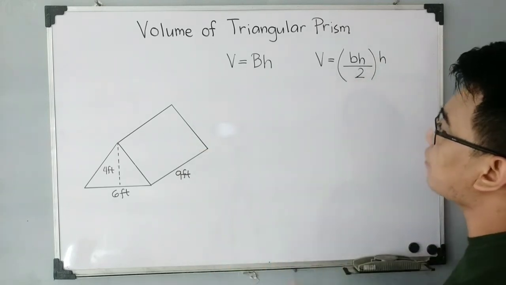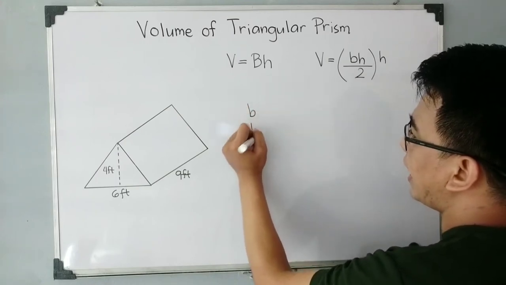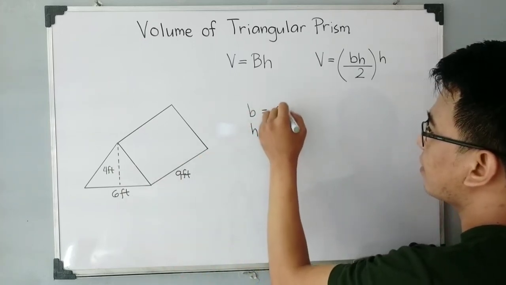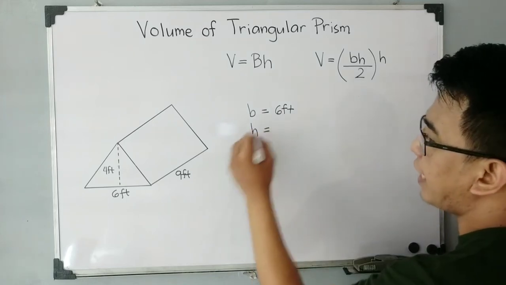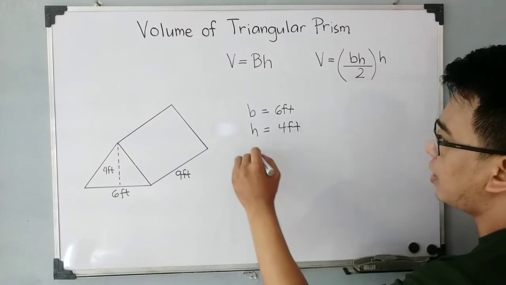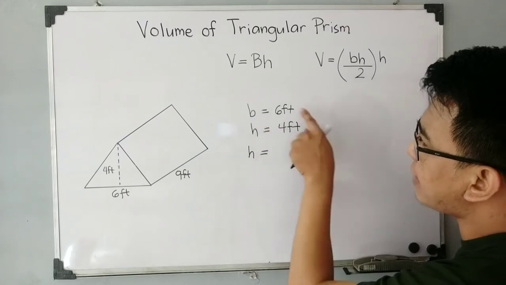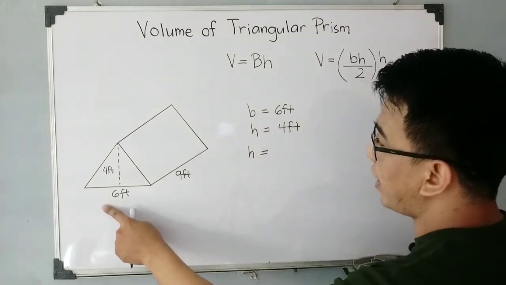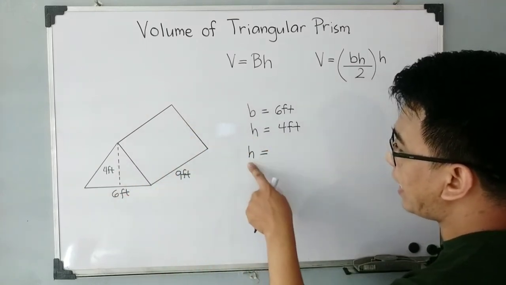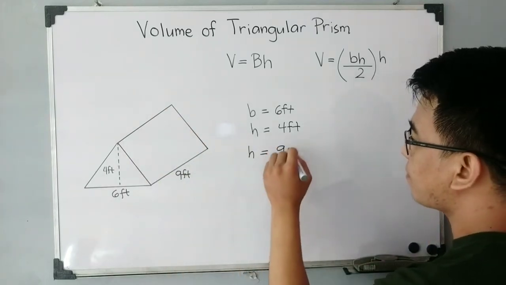Now, to calculate for the volume of this example, we need to find the value of your base and height. Your base here is 6 feet as the base of your triangle, and the height of the triangle is 4 feet. And this other h is the height of the actual prism. Again, your B, 6 feet, is the base of the triangle. The height of this is the height of the triangle, while the other h here is the height of the whole prism. So this is 9 feet.